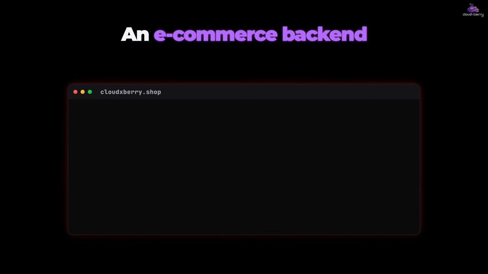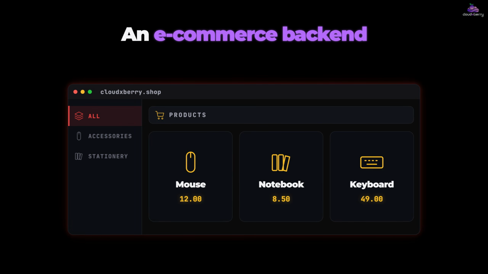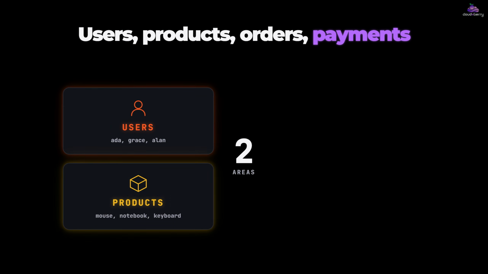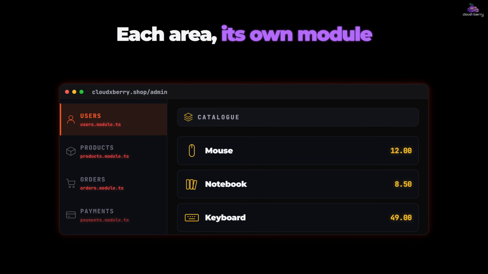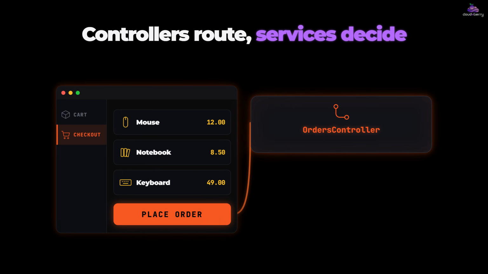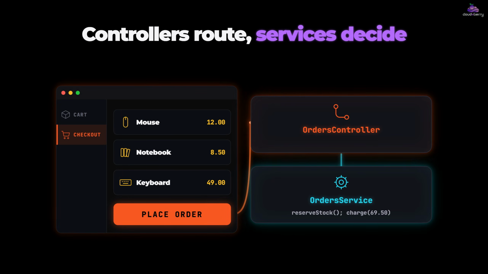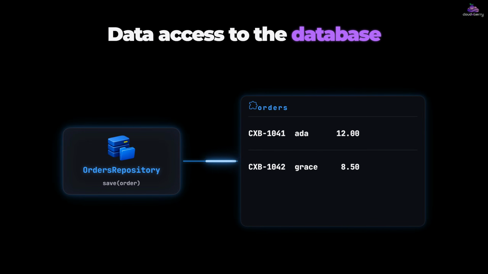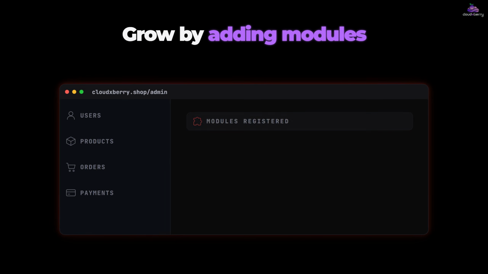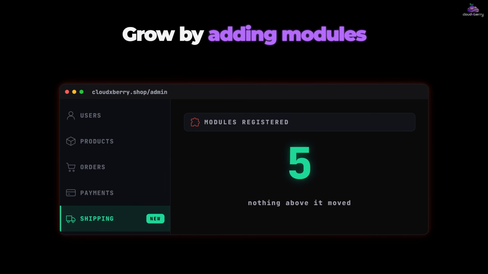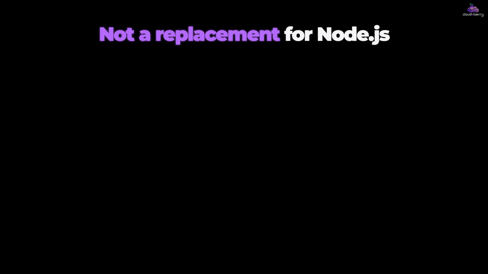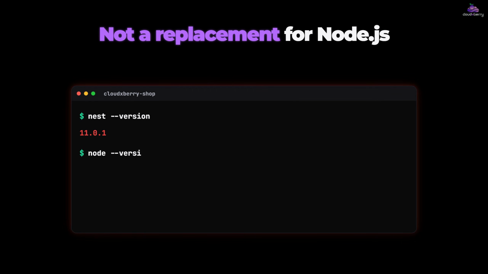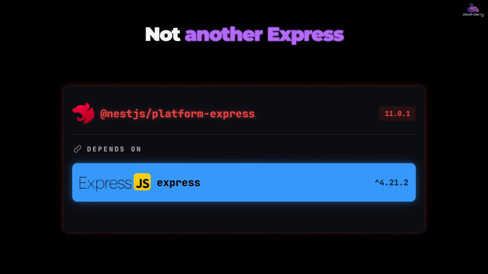Let's make this concrete. Imagine you're building an e-commerce backend. You might have separate areas for users, products, orders, and payments. With NestJS, each area can be organized into its own module. Controllers can handle incoming requests, services can contain the business logic, and data access components can handle communication with the database. As the application grows, you can add functionality without turning the entire codebase into one large collection of files and functions.